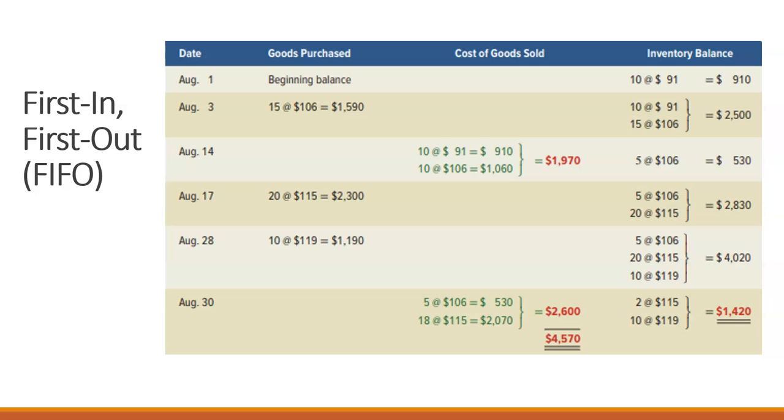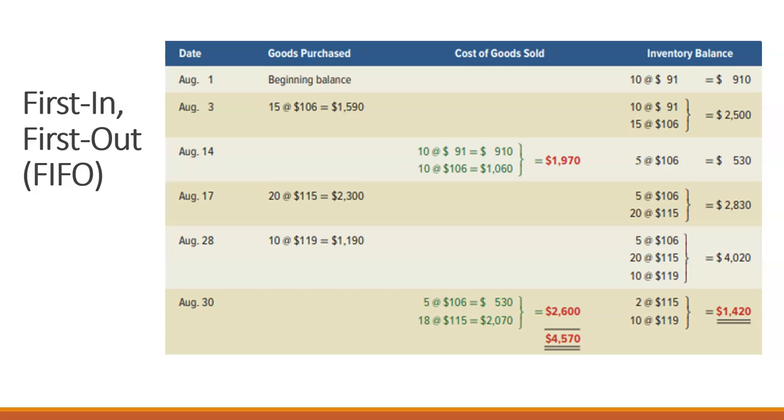When we're using first in, first out, we're going to sell the oldest cost first. So first we get rid of those 10 bikes at $91. Then we take the remaining 10 bikes of that sale from the $106. That leaves us 5 bikes at a cost of $106. We then add on 2 more purchases. So we have 5 bikes at $106. We purchase an additional 20 at $115, and then 10 more at $119.